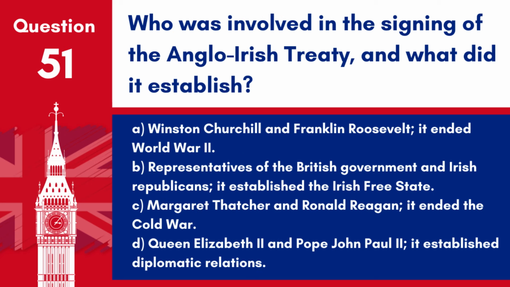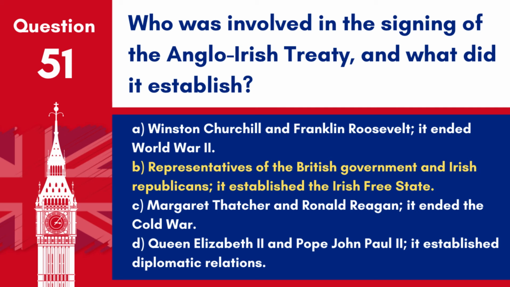Question 51. Who was involved in the signing of the Anglo-Irish Treaty, and what did it establish? A. Winston Churchill and Franklin Roosevelt. It ended World War II. B. Representatives of the British government and Irish Republicans. It established the Irish Free State. C. Margaret Thatcher and Ronald Reagan. It ended the Cold War. D. Queen Elizabeth II and Pope John Paul II. It established diplomatic relations.